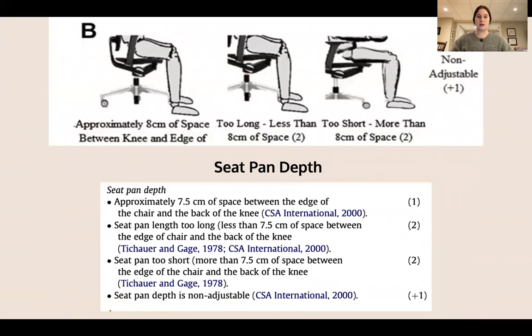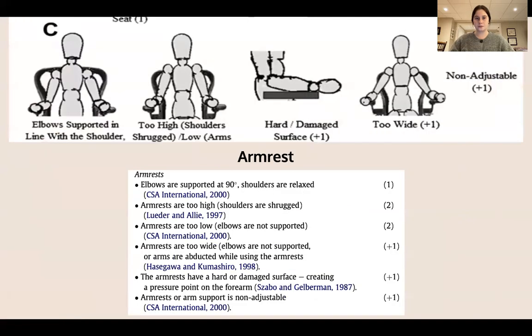So next, we're going to look at seat pan depth. So when you're seated in your chair, there should be approximately 8 centimeters or 3 inches of space between your knee and the edge of your seat. And your seat pan should be adjustable as well to make this accommodation.